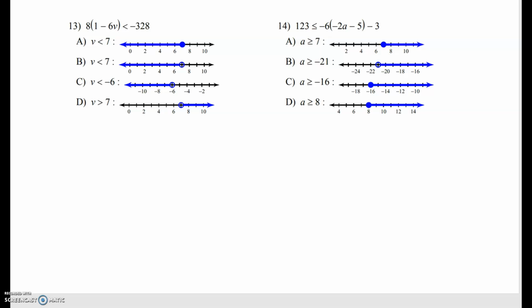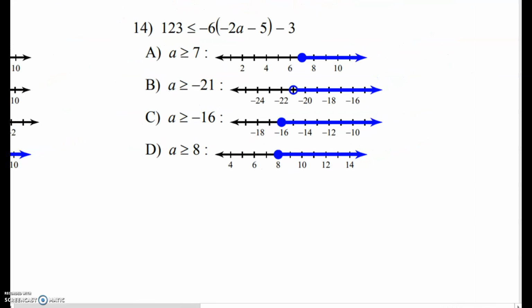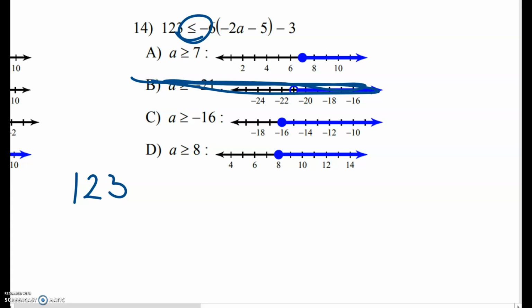Okay, so here's some other problems. Let's look at number 14. It looks a little tougher. So the first thing I want to do is distribute that negative 6. So the 123 is going to stay the same. Oh, and before I even do this, if I look at that inequality sign, it has an equal bar. So I know right off the bat it can't be this one because that has an open circle. Okay, so you can kind of do things like that to give yourself a little bit of a chance if you're trying to guess. Okay, we have our less than or equal to.